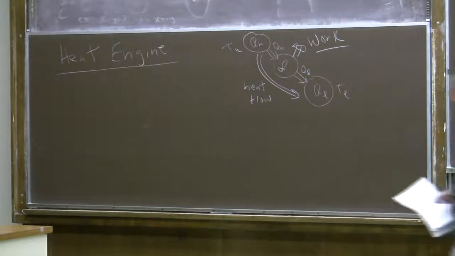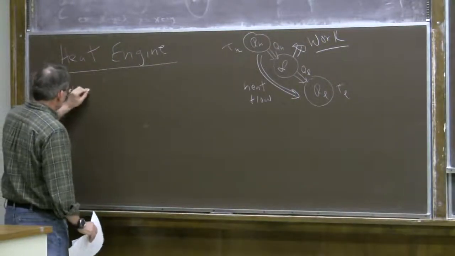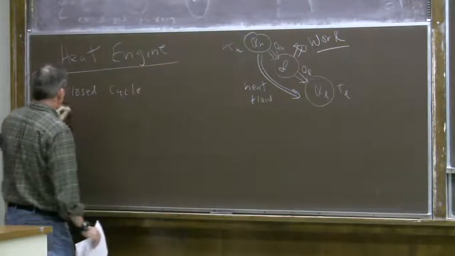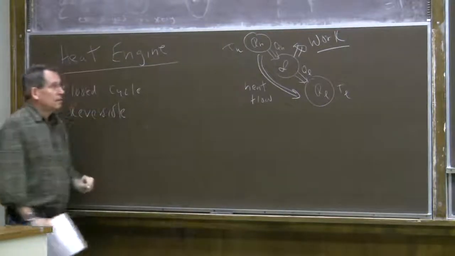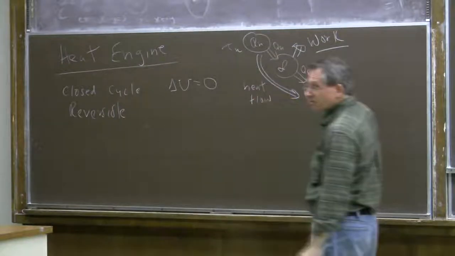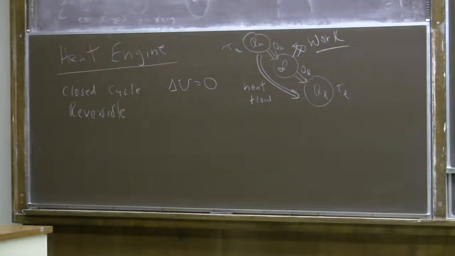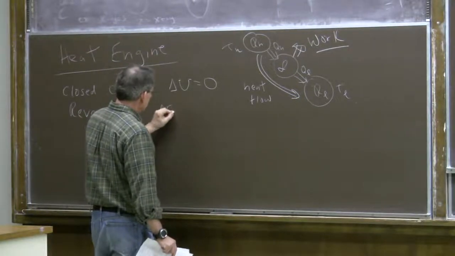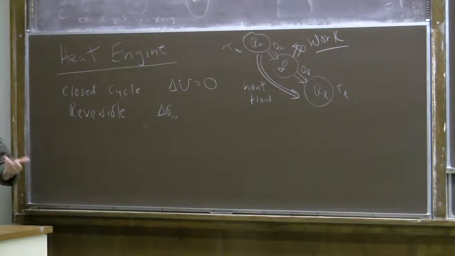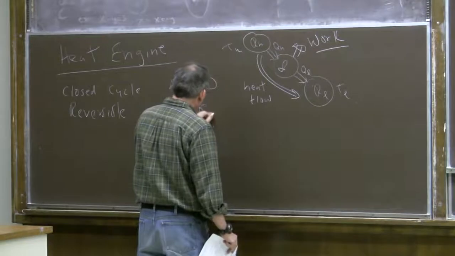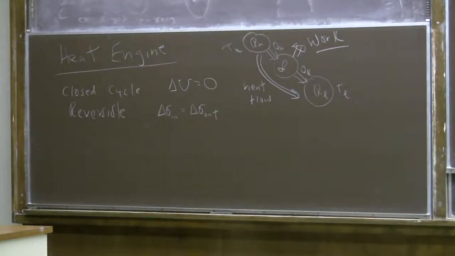The ideal heat engine works reversibly and undergoes a closed cycle. Since it's a closed cycle, the internal energy of the system returns to its initial value when the cycle is complete. The state of the system is the same as it was initially. Since it's reversible, the entropy of the universe stays the same. So the amount, I'll call it delta sigma in, by which the entropy of the system increases when heat flows from the high temperature reservoir into the system, equals delta sigma out, the amount by which the entropy of the system decreases when heat flows out of the system into the low temperature reservoir.